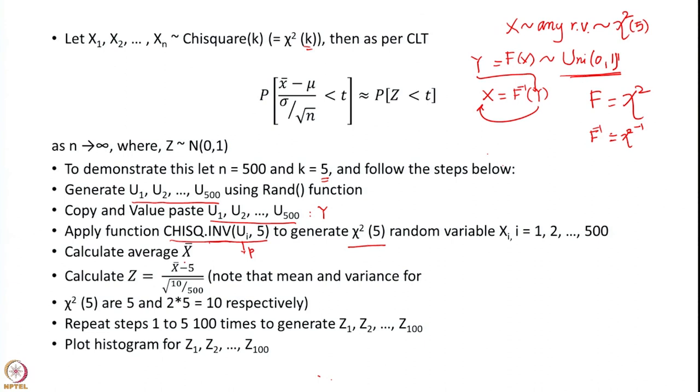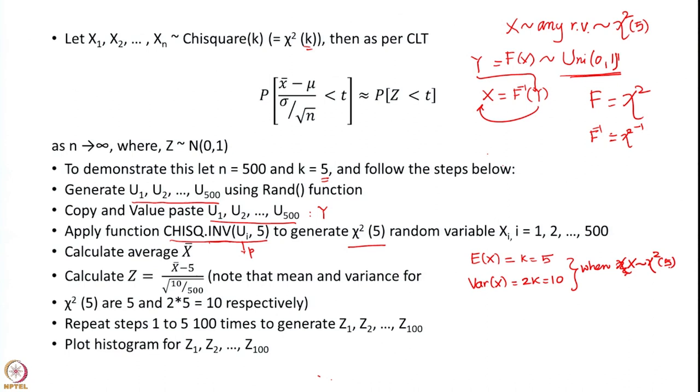Now I calculate x bar, and I also calculate z, which is equal to x bar minus 5. Remember that the expected value of x in this case will be k, which is 5, and the variance of x is equal to 2k, which is 10, when x is distributed as chi square 5.